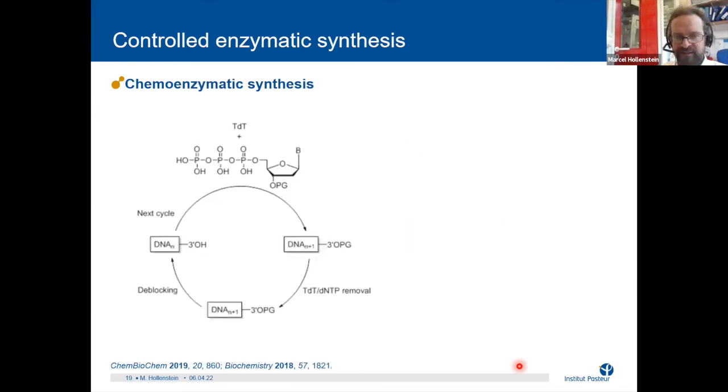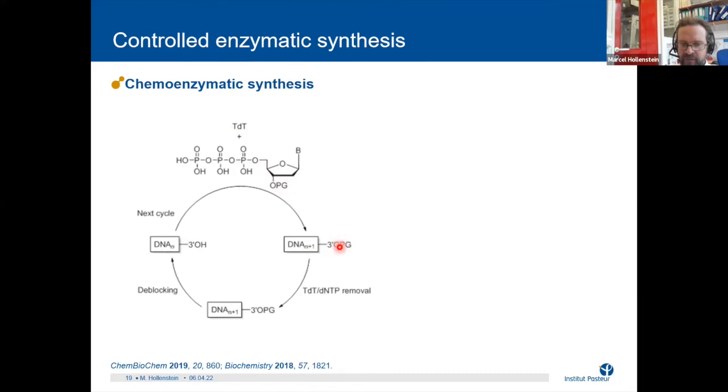So in controlled enzymatic synthesis, the idea is to combine solid phase synthesis with enzymatic synthesis. The basic concept is very straightforward. The idea is to have a modified nucleotide with a protecting group, a temporary blocking group at the 3' position, and use a polymerase, usually terminal deoxynucleotidyl transferase, TdT, which appends nucleotides on single-stranded DNA oligonucleotides.